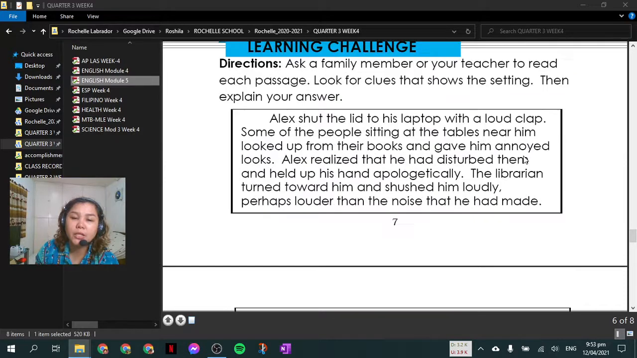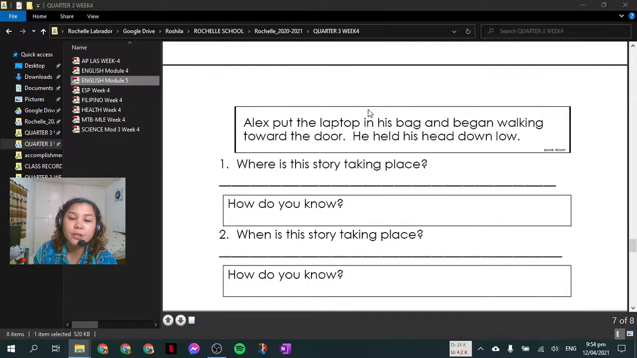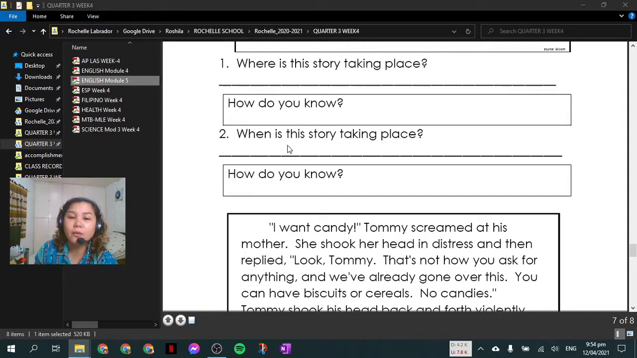And then, learning challenge. Ask a family member or your teacher to read each passage. In the lesson video, I'll be reading them. Look for clues that show the setting, then explain your answer. Where is the story taking place? How do you know? Then, when is the story taking place? How do you know? You explain.